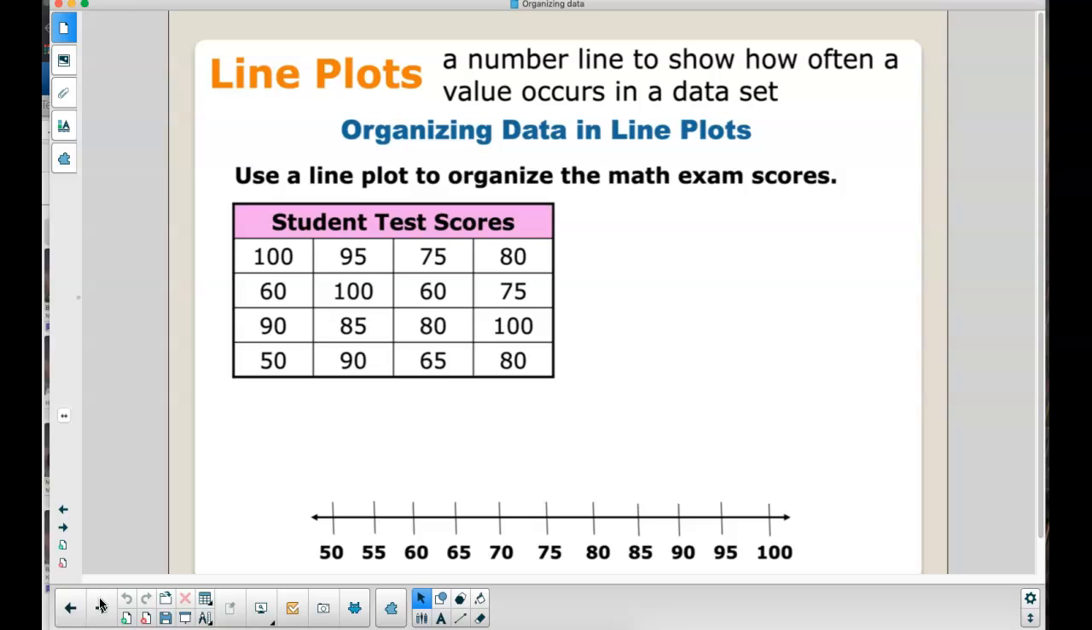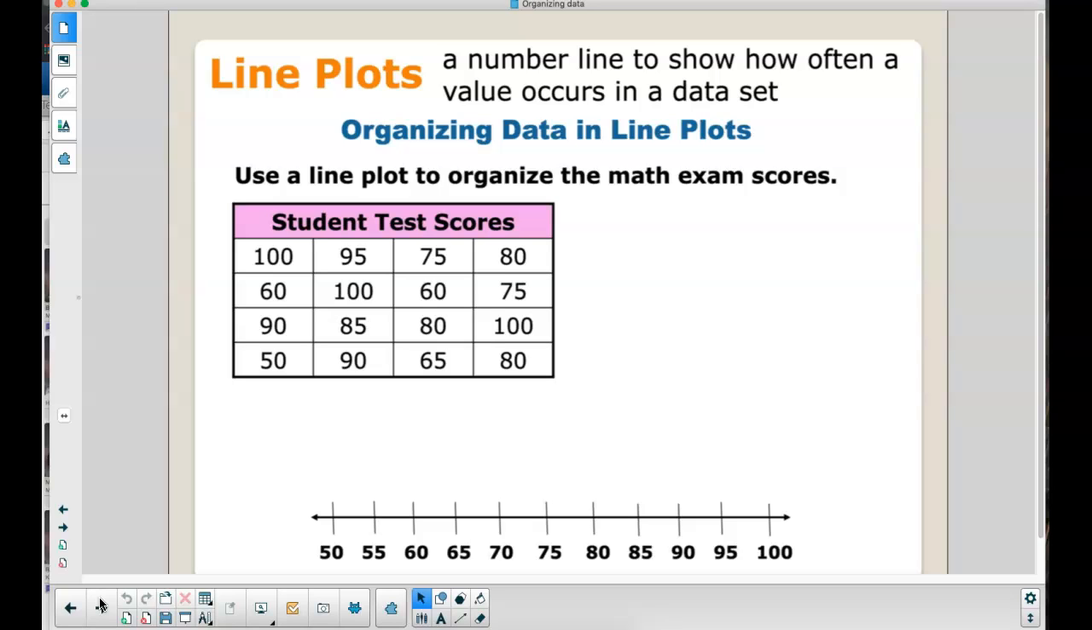Right? Now, if they put the data in a table or on a line plot or on a stem and leaf plot, you're a little more likely to look at it because it's at least organized. Okay? So we have to know how to organize it and then maybe how to read it. Okay, so organizing data in line plots.